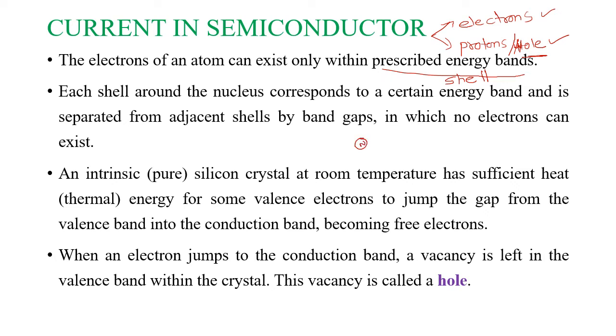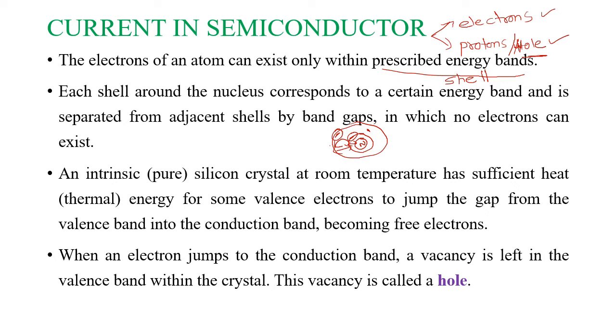So this is the nucleus and this is shell number 1, and there are some electrons in this shell and it is separated by a band gap, and the next shell is also separated by a band gap. Okay, so if an electron wants to move from shell 1 to shell 2, then it should get some energy and jump from shell 1 to shell 2. It cannot exist in the band gap. So electrons always exist in a shell, that is the prescribed energy band.